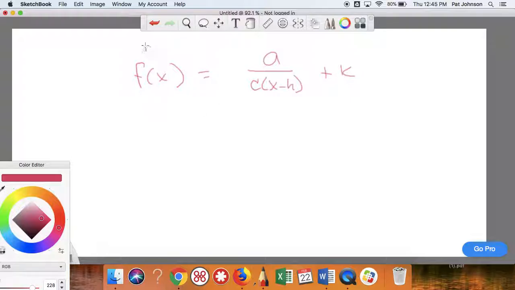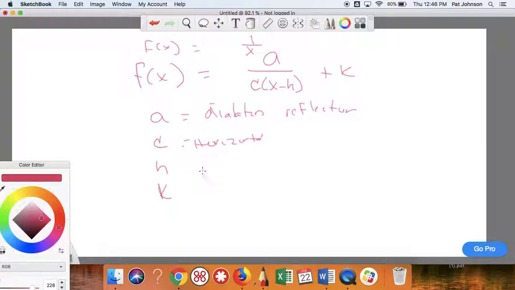So remember, our parent function is going to be 1 over x. Okay, so again we have a and we have c, we have h and we have k. Now what we don't have that we had in logarithms and exponentials is b, because that has a base of b. This doesn't have a base, so we don't have b. But a tells us dilation and reflection vertically. C tells us dilation and reflection, but horizontal.